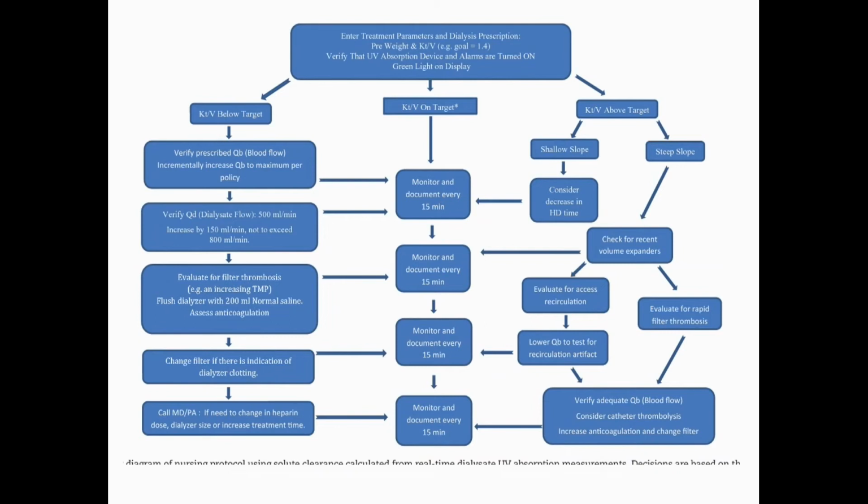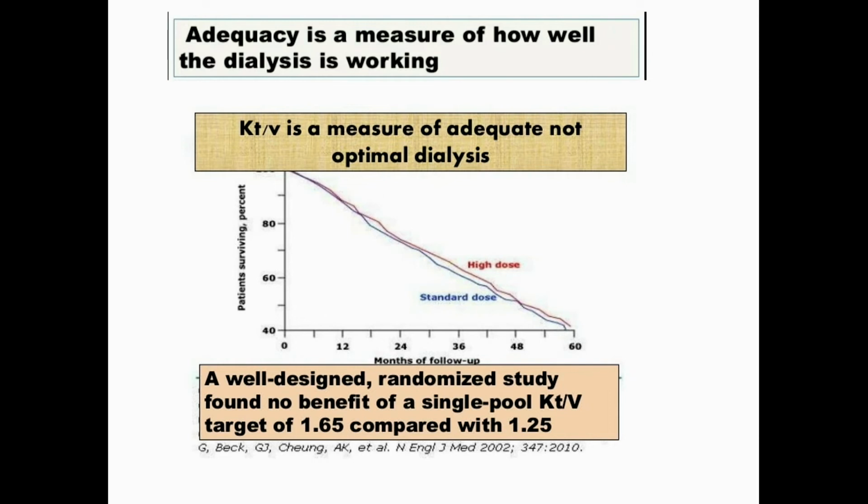So what to do with online KT/V? If it is below the target, verify the prescribed blood flow and dialysate flow, and evaluate whether there is any thrombosis or any change. Even if it is above the target, check the other parameters stepwise. If the KT/V is on target, monitor the documents every 15 minutes and continue. So you need to know, even with online KT/V, if the target is not achieved, why it is not achieved, you need to know it.